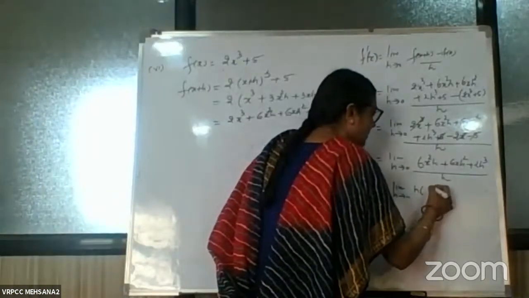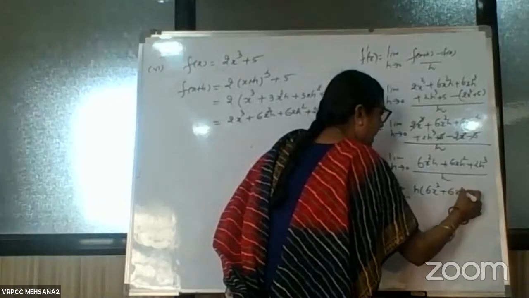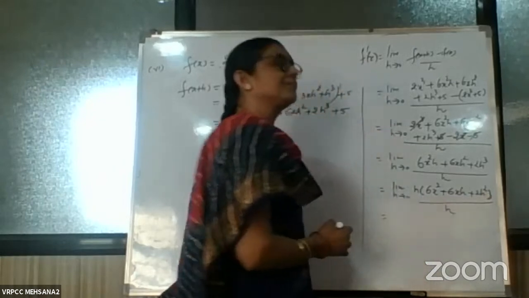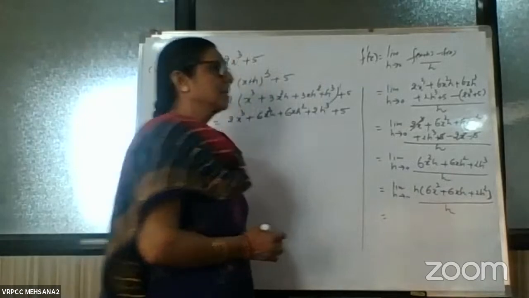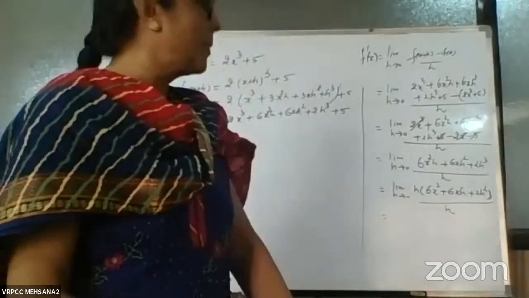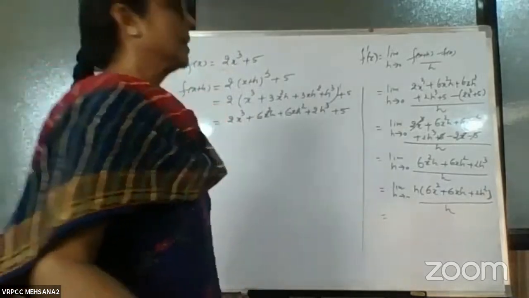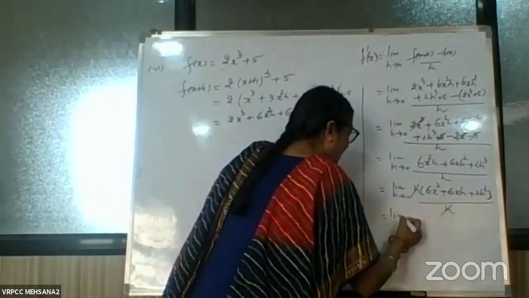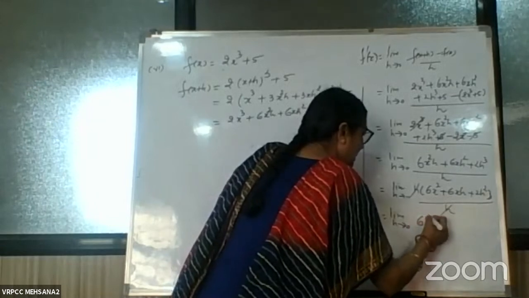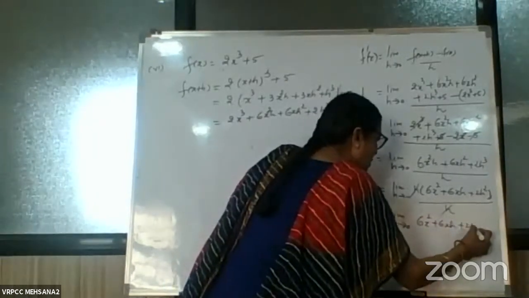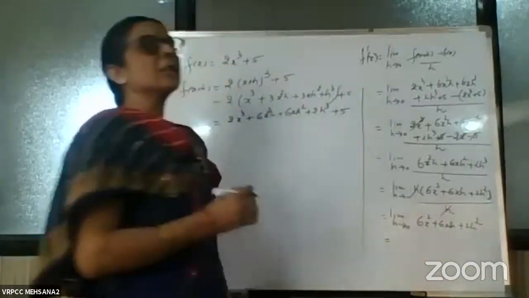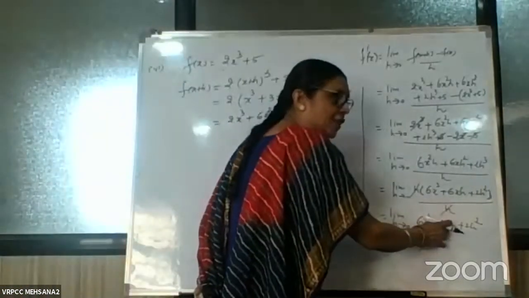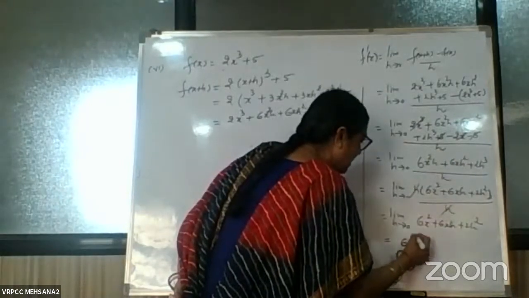Take h common: 6x square plus 6xh plus 2h square, upon h. Take h common from the numerator. Now h and h cancel. Limit h tends to 0 of 6x square plus 6xh plus 2h square. And now put h equal to 0. Both the terms have h, so they will be 0. Answer is 6x square.